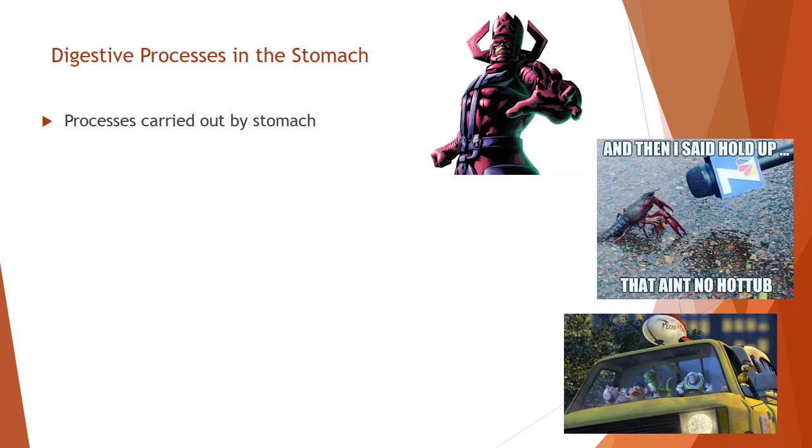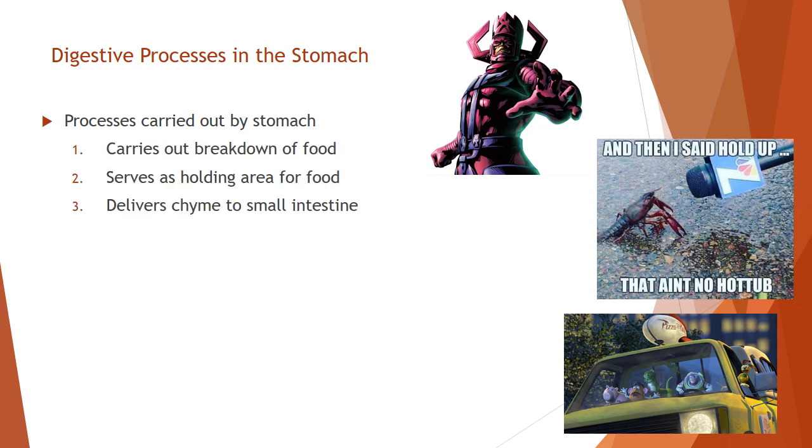All right, so now let's look at some digestive processes of the stomach. How does this joker work? There are a few processes carried out by the stomach. One is that it breaks down food. That's bold, right? Who would have guessed it breaks down food. It's also a big storage area of food. It holds food, and it carries the products of what it makes into the small intestines, right?